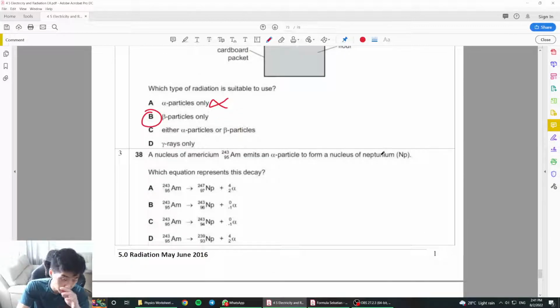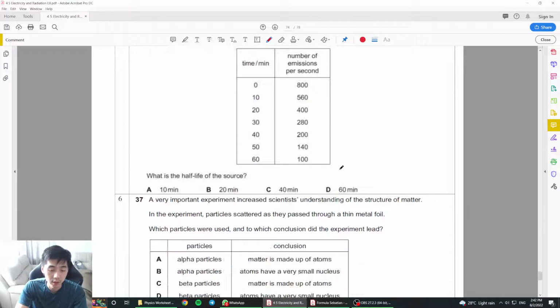Okay, then a nucleus of americium emits alpha particles to form the next nucleus. What's the equation? This one is wrong already. This one becomes plus. Obviously the answer is D. You should know this, nothing to explain.